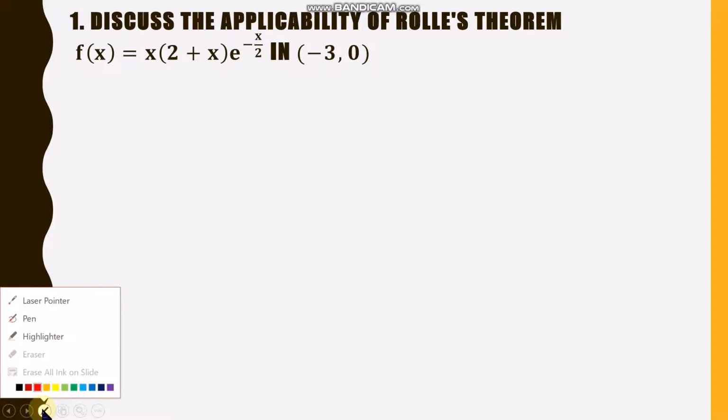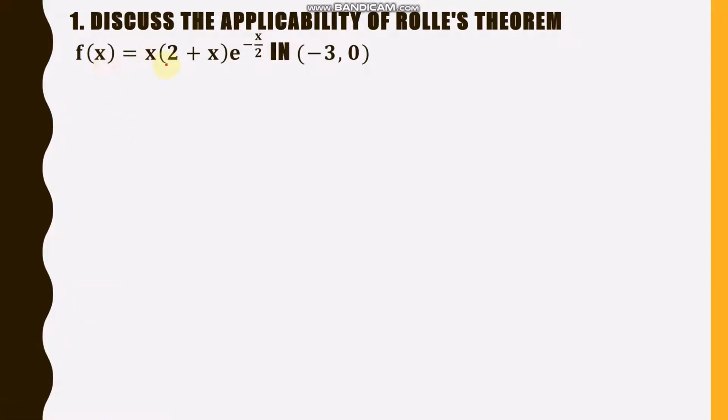Discuss the applicability of Rolle's theorem for f of x equal to x(2 + x)e to the power minus x by 2 in the interval minus 3 to 0. Rolle's theorem has three conditions. First is continuity, second is differentiability of the function, and the third is that the function should have equal value on the endpoints. This function is a combination of three functions: x, 2 plus x, and e to the power minus x by 2. All these three functions are continuous and differentiable also. So we just need to check the value of this function at the endpoints.